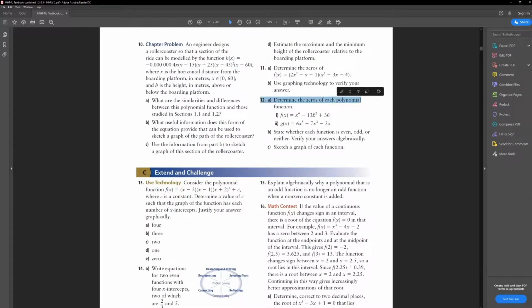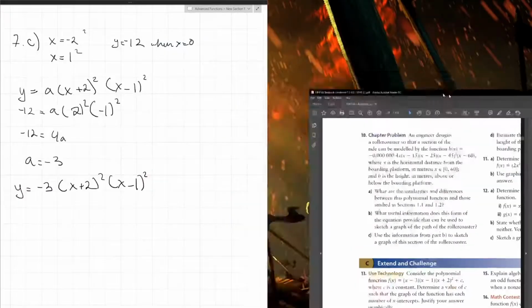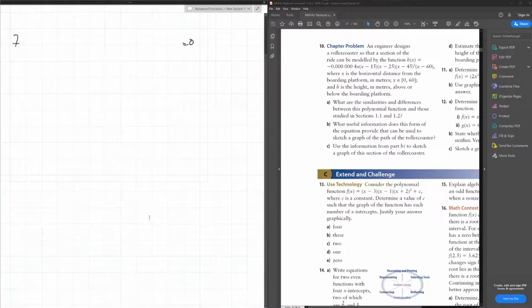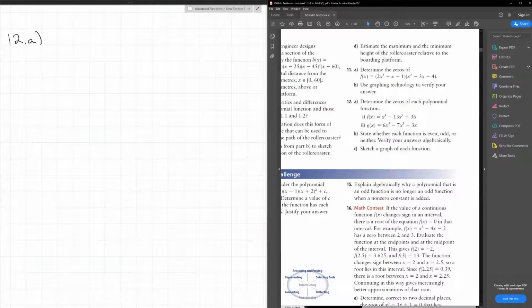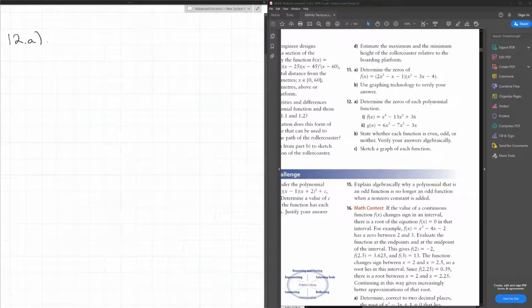There it is, 12. Determine the zeros of each polynomial function, state whether each function is even, odd, or neither, and verify your answers algebraically, and finally sketch a graph of each function. Okay, let's do that. Twelve, A. Let's move this a little bit. There you go. So what do we have? We have f of x equals x to the power 4 minus 13x squared plus 36.